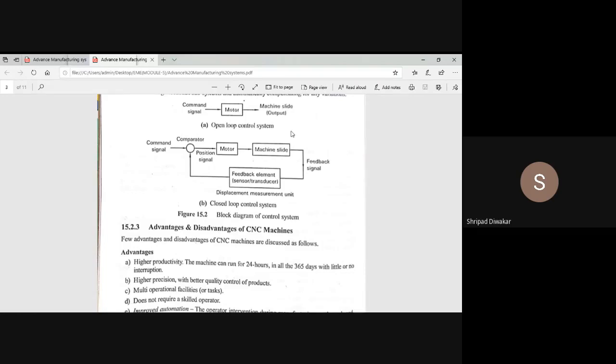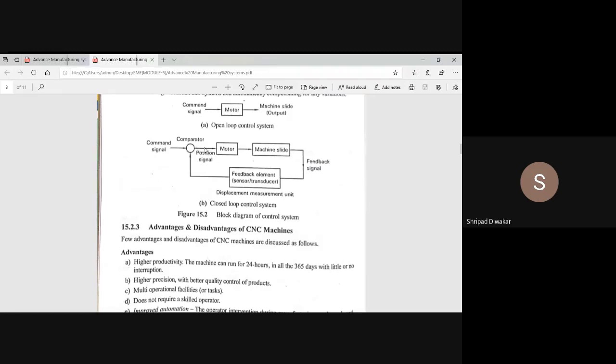In case of the open loop system, we don't have any feedback signals. Whatever commands are received from the input are directly executed in the machine. Hence, suppose something goes wrong in the machine, there are no feedback signals received from the machine by the controller unit. Hence this system is not reliable in nature. On the other hand, you see the second diagram, this is called the closed loop control system.